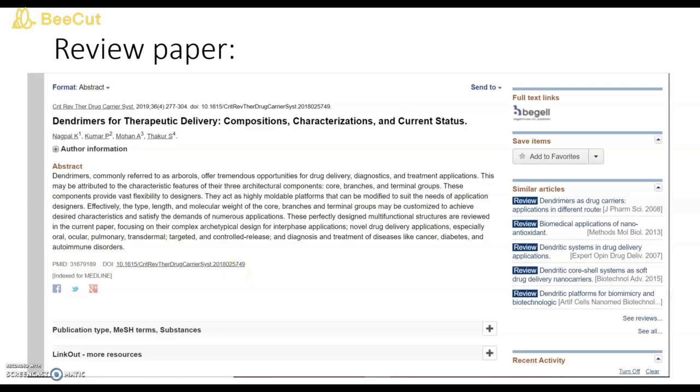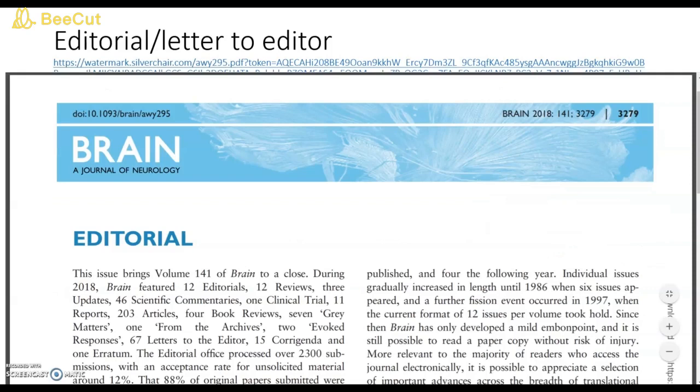The first one was very short communication that needs rapid publication. The second one was the research work. Okay, third is review paper, where the already existing work is reviewed and your views on that are summarized, that is a review paper. Next one is editorial or letter to the editor.